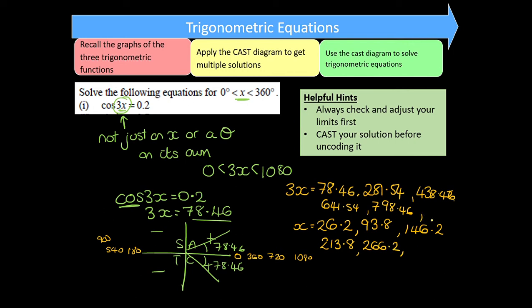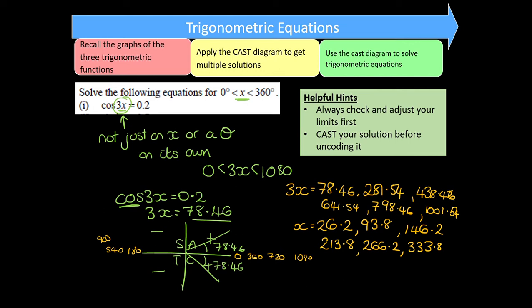266.2. And I'm now going to do the last number, 1080, take away 78.46, which is 1001.54, and divided by 3, 333.8. So if you look at the bottom, we have ended up with 6 answers, and the 6 answers are between 0 and 360.